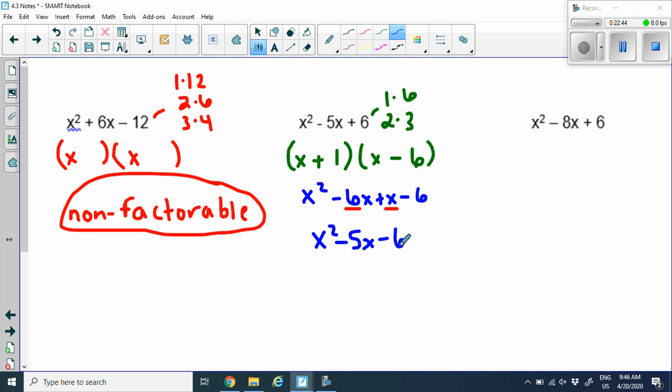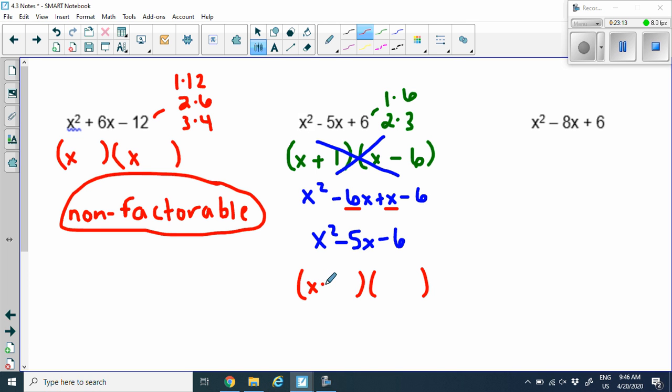Now let's see if this is exactly the same as what we had up top. So we did have an x squared, we had a minus 5x, but this one shows a positive 6. But when I did 1 times negative 6, that gives me a minus 6. So really, this factorization of x plus 1, x minus 6 does not work. Okay, let's try a different one. Let's try it when we have negative 2 and negative 3.